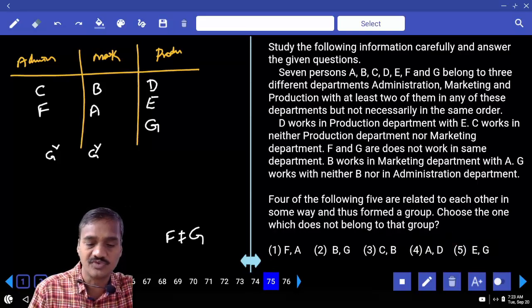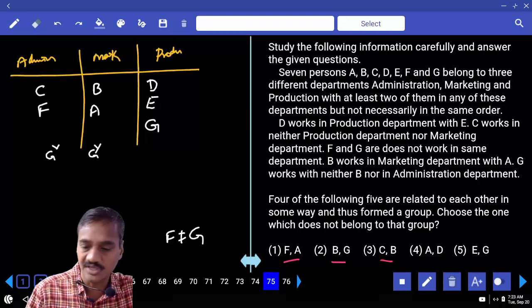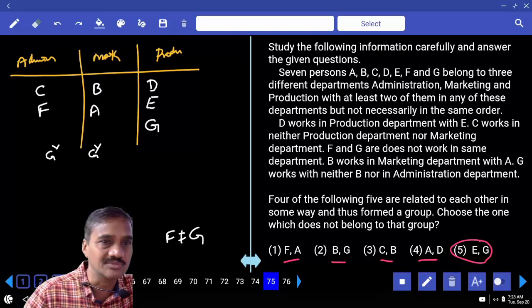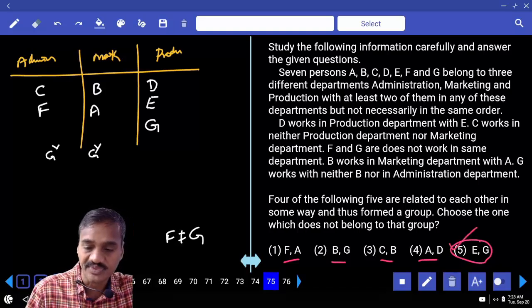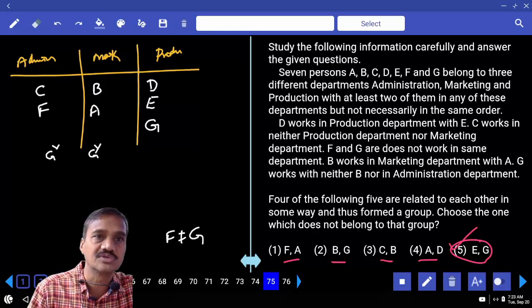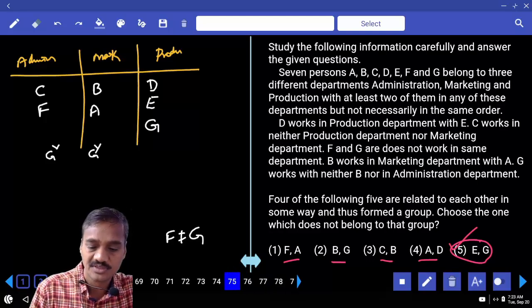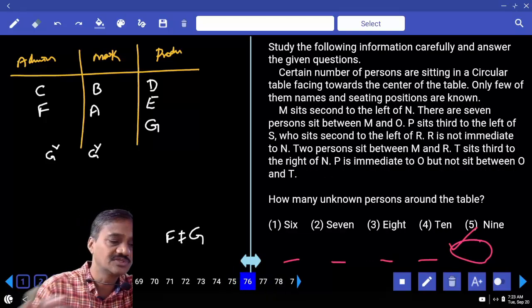And 4 out of the following. F and A, they are working in different departments. B and G are also working in different departments. B and C are different departments. A and D different departments. E and G, both these 2 persons are working in the same department, except choice 5. And in the remaining, both these 2 persons are working in different departments. 75. Then 76 to 80.